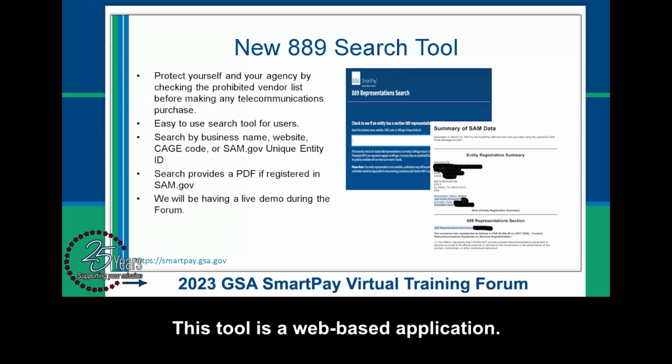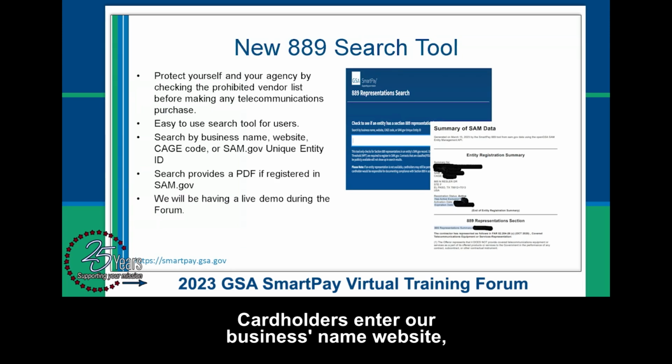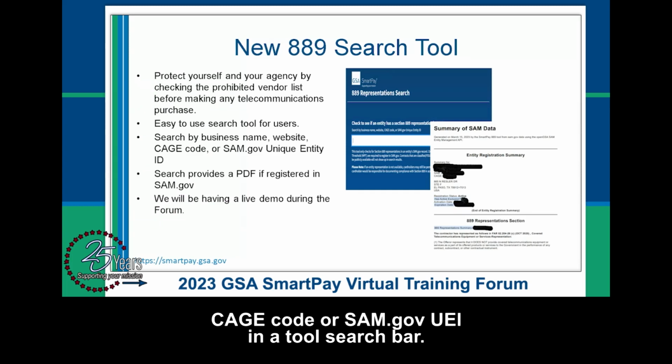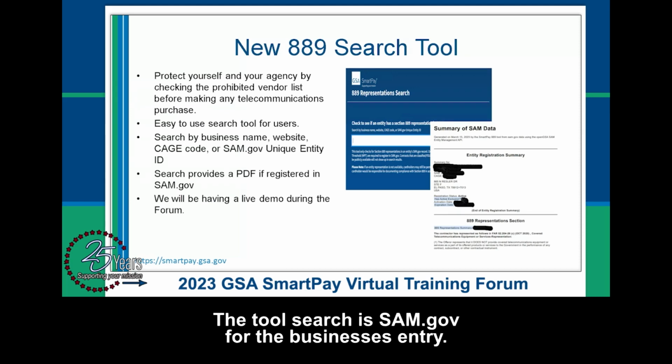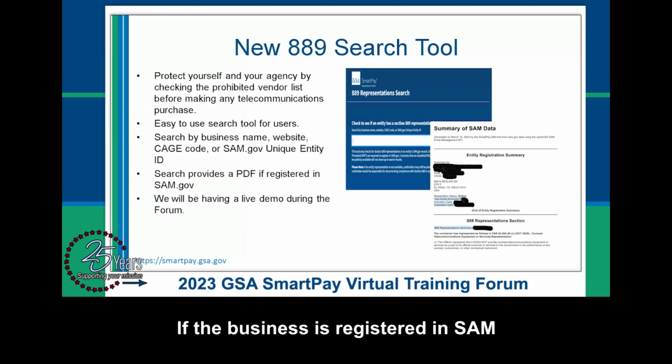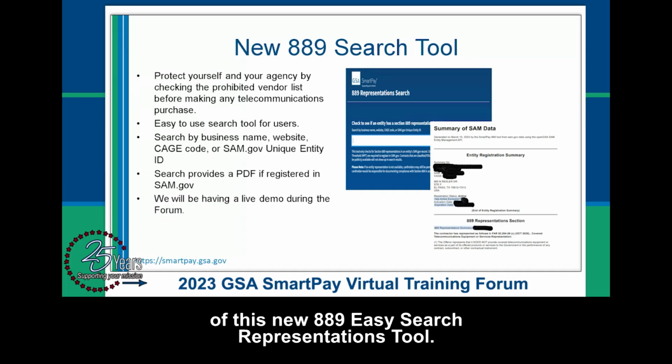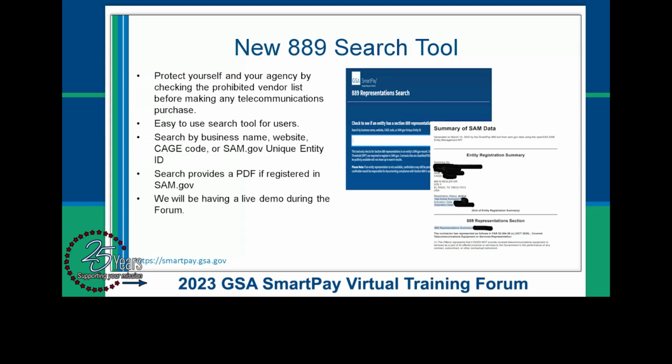This tool is a web-based application. It was originally developed by NASA and implemented by GSA. Cardholders enter a business's name, website, case code, or SAM.gov UEI in the tool search bar. The tool searches SAM.gov for the business's entry. If the business is registered in SAM and the information is publicly available, the tool generates a representation for the cardholder to download. During the forum, I will be giving a live demo of this new 889 Easy Search Representations tool.